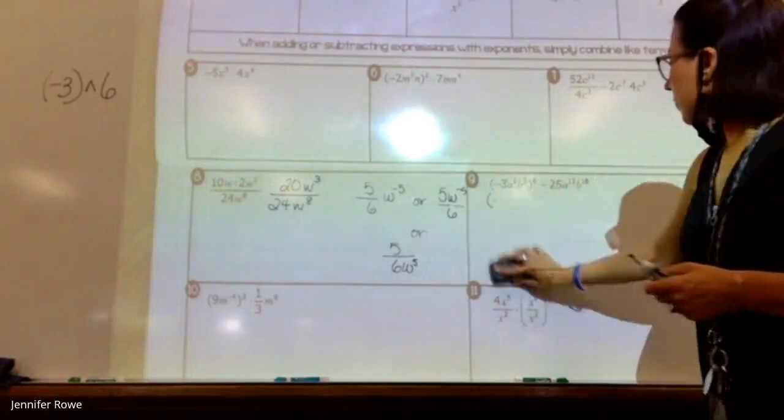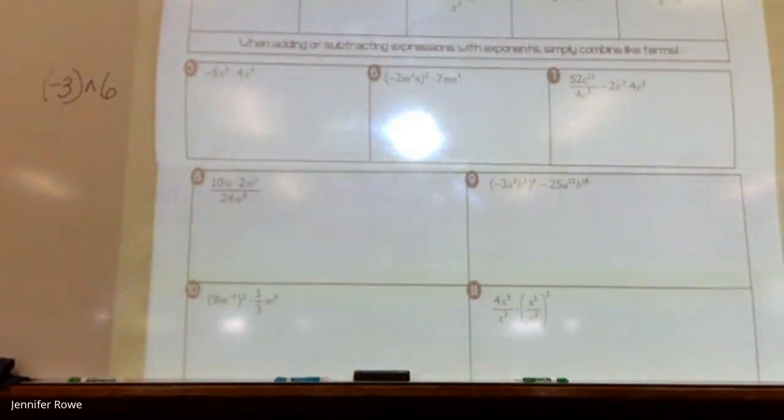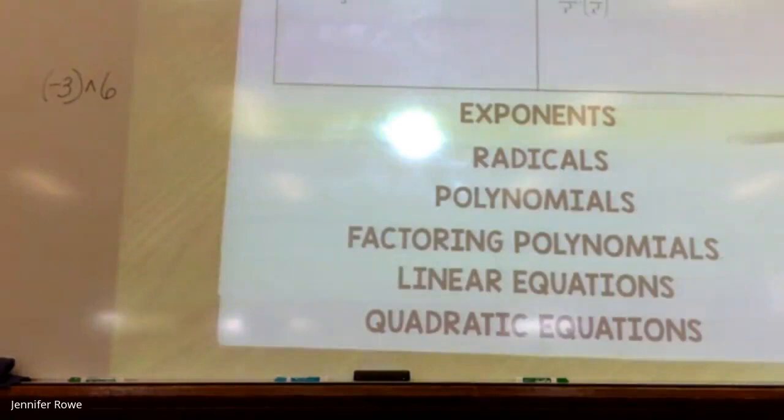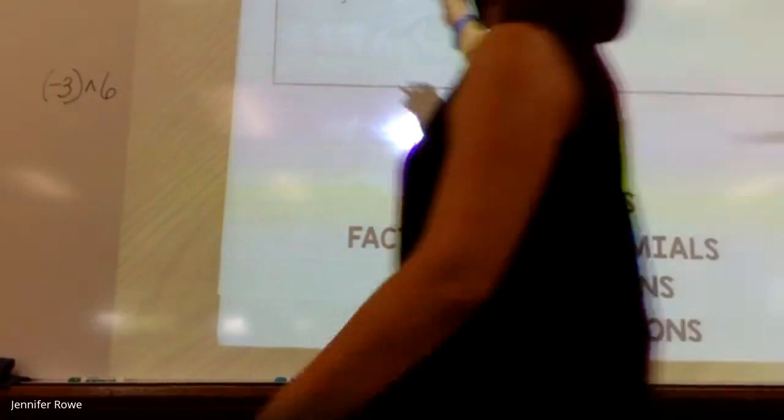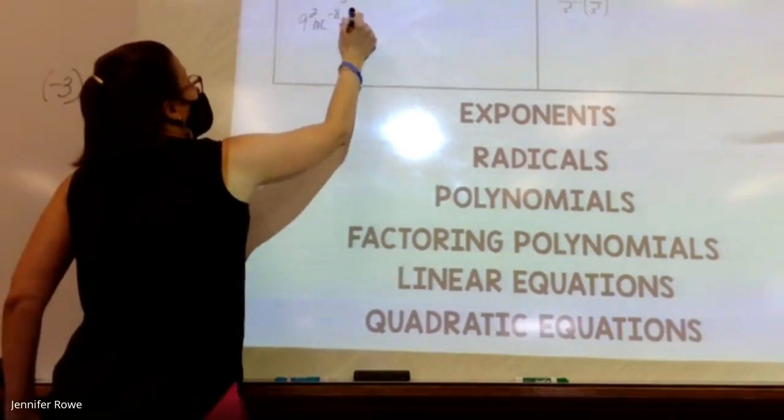All right. So, in number 10, what are we going to do first? We're going to distribute the exponent. Okay. When I distribute the exponent, it becomes 9 to the second, and it becomes m to the negative 8. Okay. 9 squared, m to the negative 8, times 1/3 m to the 6. Okay, now what do you want me to do?